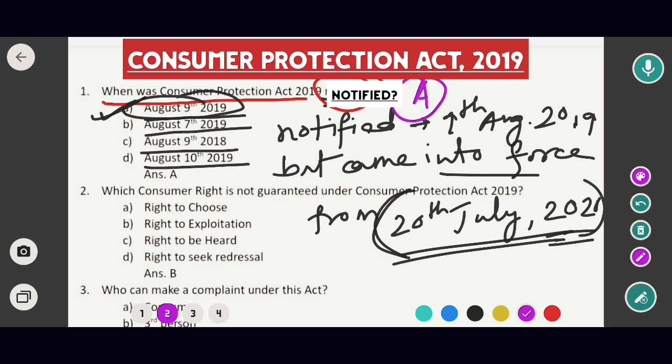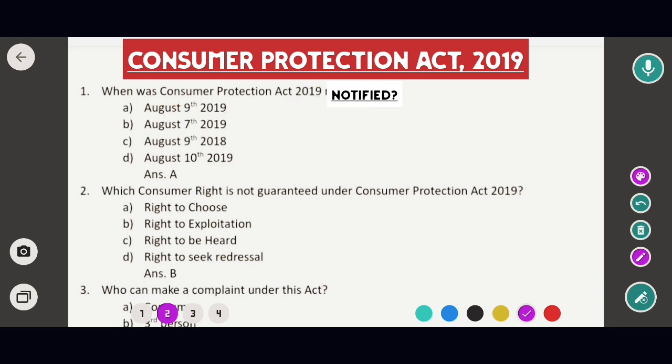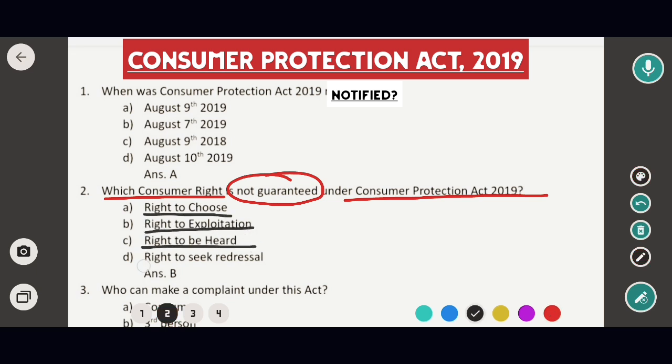Okay, so now we do the next question. Which consumer right is not guaranteed under the Consumer Protection Act 2019? The options are right to choose, right to exploitation, right to be heard and right to seek redressal. The correct option would be option B, right to exploitation. Right to choose is given, right to be heard is also given, and right to seek redressal is given. So the right to exploitation is not given.